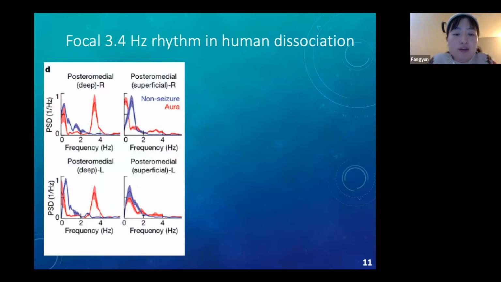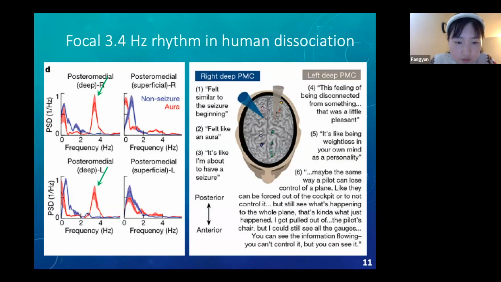With the power spectral analysis, they found a sharp oscillatory pattern centered at 3.4 Hz that was restricted to the left and the right deep PMC, but not the superficial PMC or any other brain regions. As part of the clinical brain mapping, brief electrical stimulation was applied to individual electrodes.